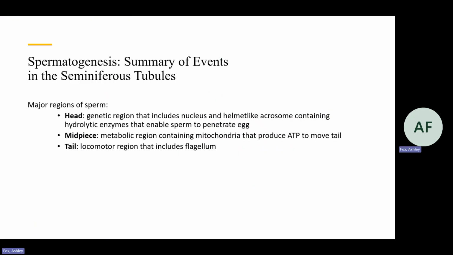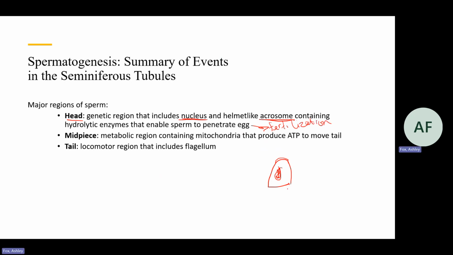So if we look at a finished mature sperm, there's the head, the midpiece, and the tail. The head is going to be where the nucleus is, so it's going to be where the chromosomes are. And it also has the thing called an acrosome. So you have the head, which is going to have the nucleus with all the genetic material. It actually has enzymes that are going to help break down portions of the kind of protective layer of the egg and allow the sperm to enter the egg. So that's going to allow for fertilization.